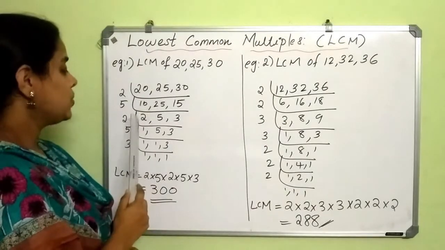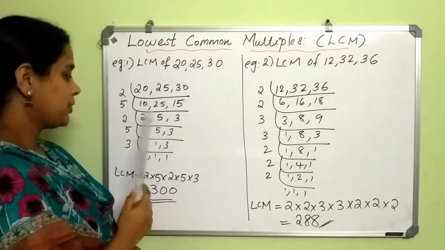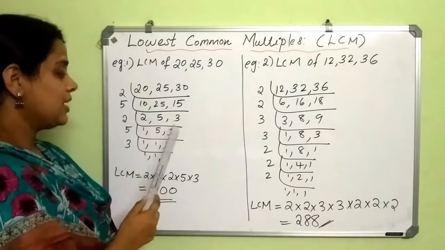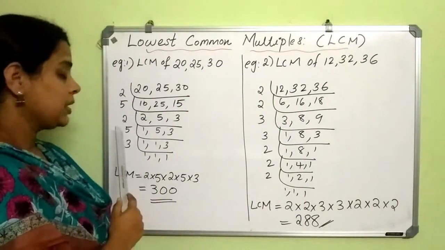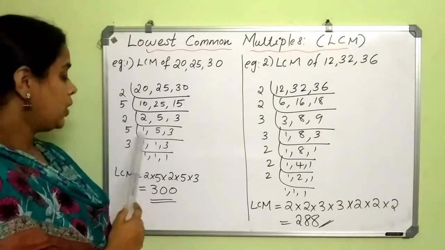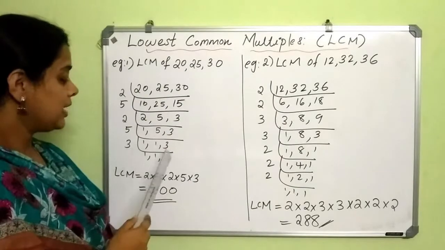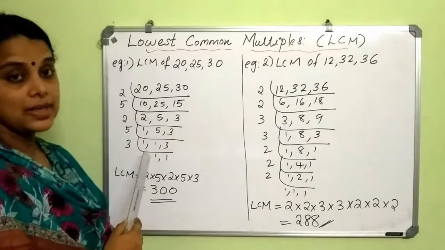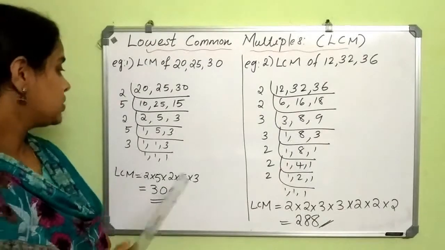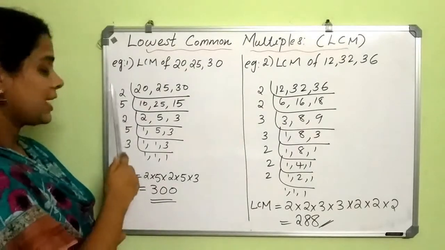So we will get the quotient as 2, 5, 3. Then I took 2. 1 is the quotient. 5 and 3 we can write as it is. Now 5 we can take: 1, 1 and 3. Now the last one is 3. We will get all the 3 quotients as 1. Now we can stop the division. So we got the factors.